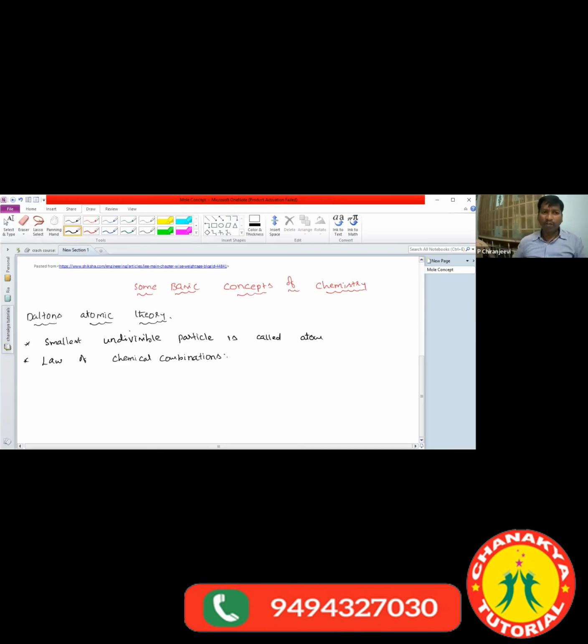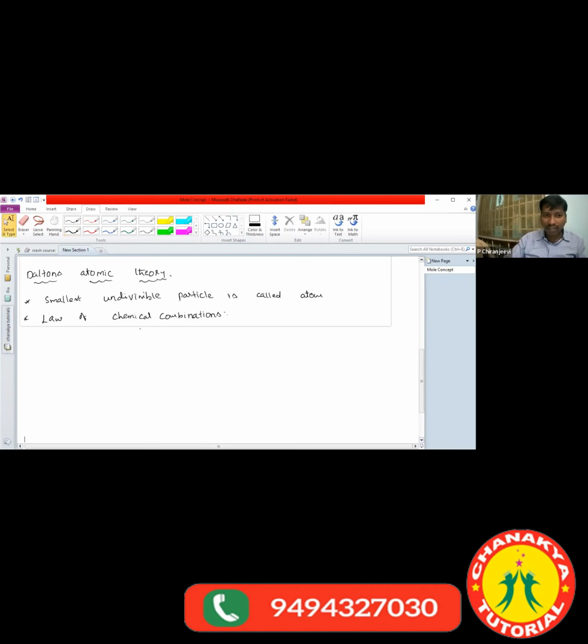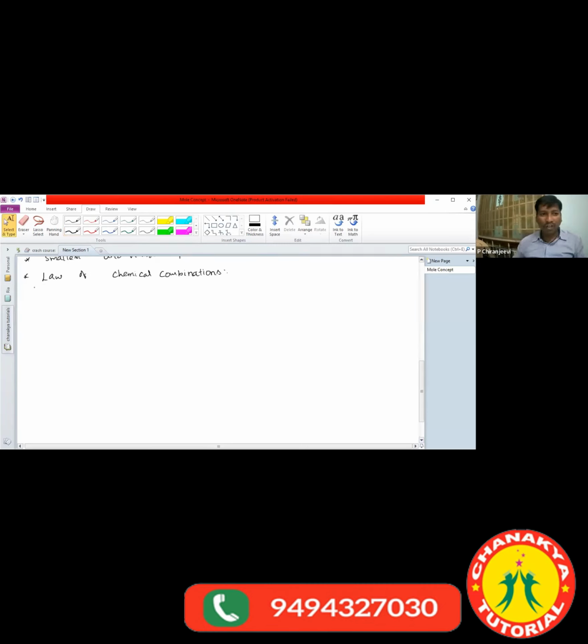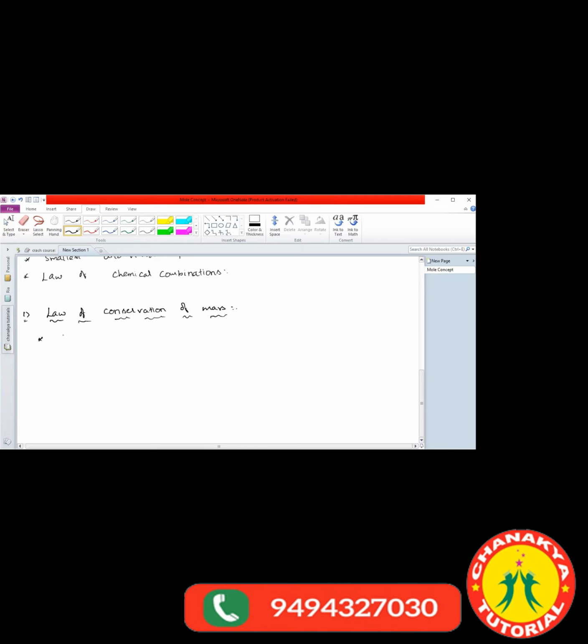In that, the first one is the law of conservation of mass. So what is the law of conservation of mass? Any one of you? Created, not destroyed. Very good, Samhita.